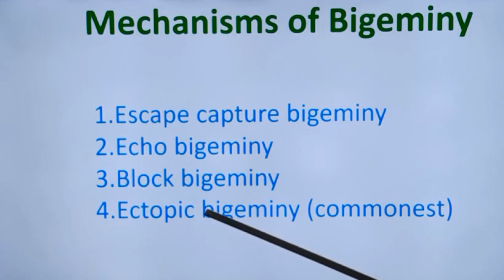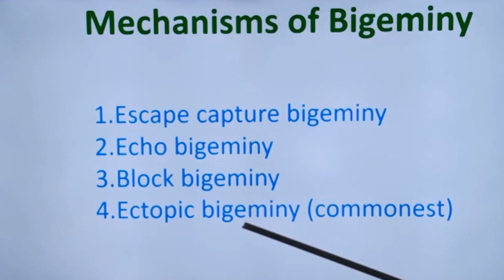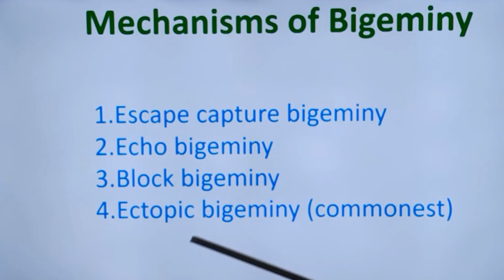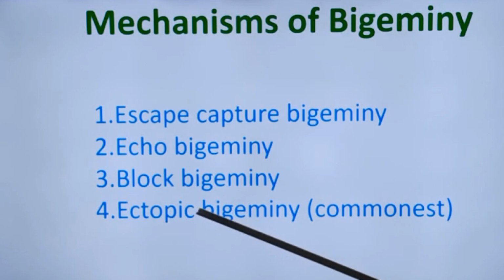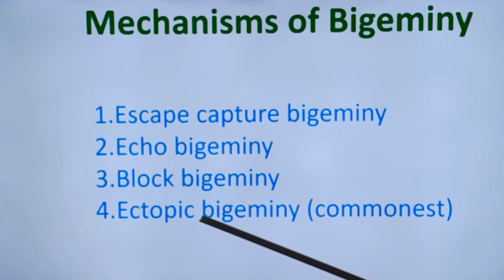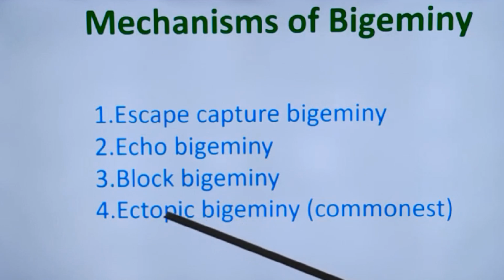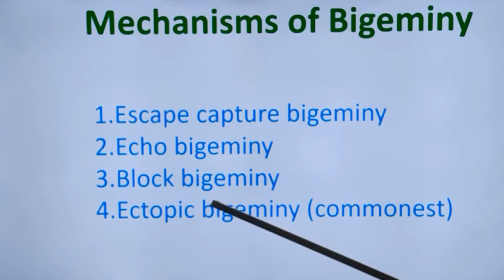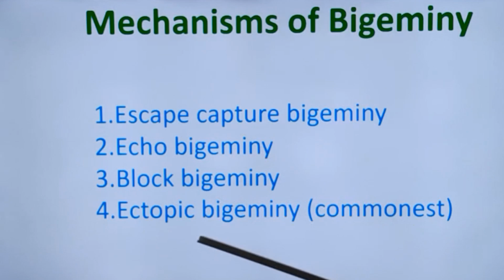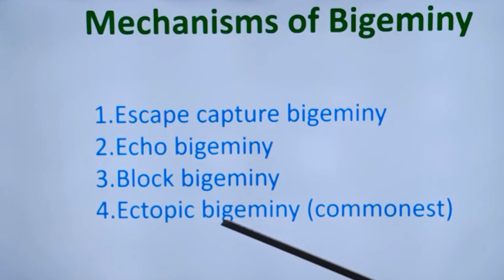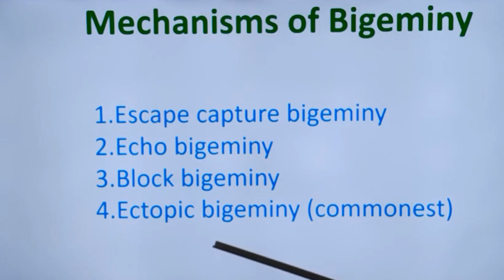You can have block bigeminy at the atrial level also. That is, when 3 sinus impulses come, only 2 are conducted to the atrium, then it is 3 to 2 SA block, which produces bigeminal rhythm. Then also both P waves will be there, but in between there will be a pause, which will be exactly twice the sinus cycle. So block bigeminy can be at the AV nodal level or SA nodal level.